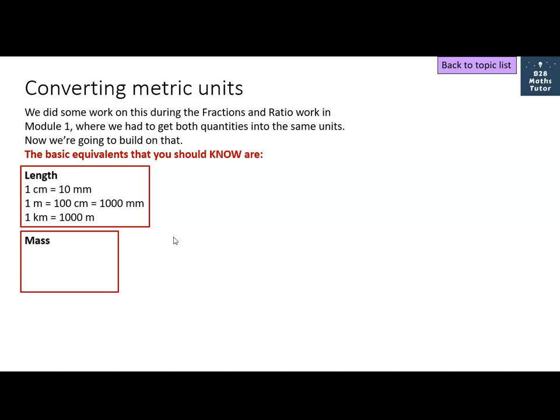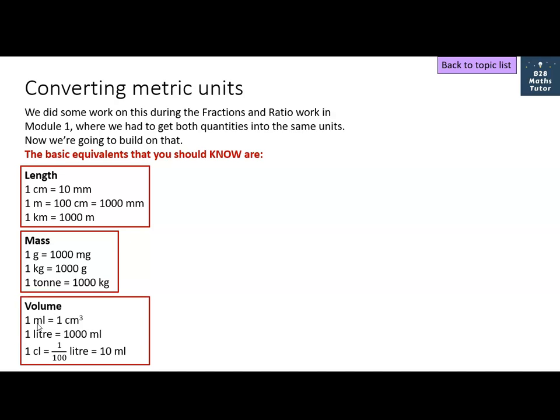For mass, 1 gram is 1,000 milligrams, 1 kilogram is 1,000 grams, just the same as with distance, millimetres and kilometres, milligrams and kilograms. And 1 tonne, 1 metric tonne is spelt like this, is 1,000 kilograms. You also get imperial tons, which are just TON, and they're different, but you don't worry about those.